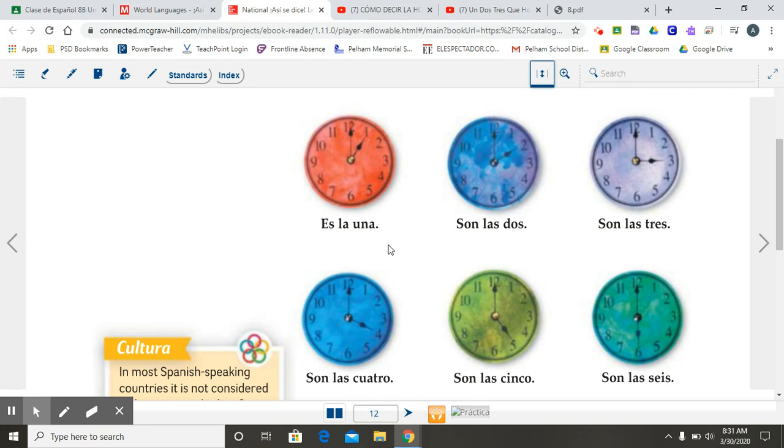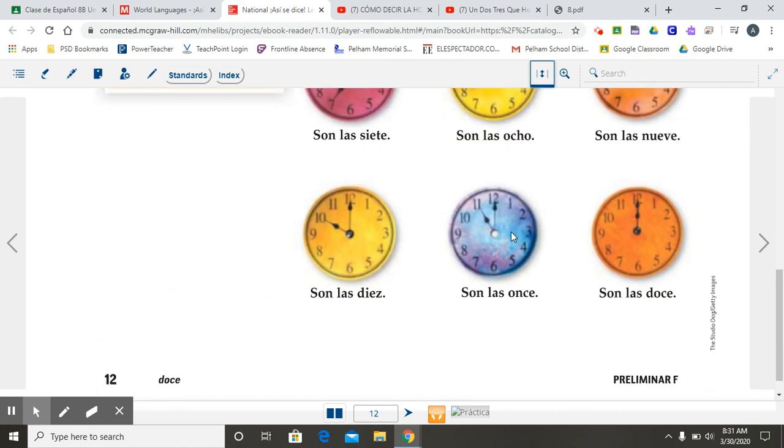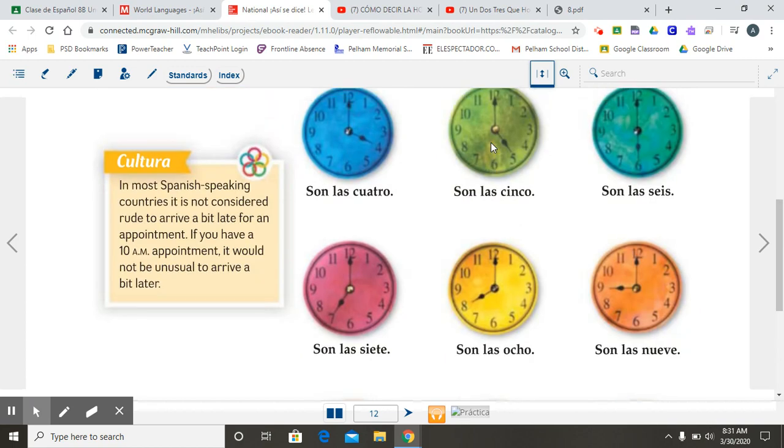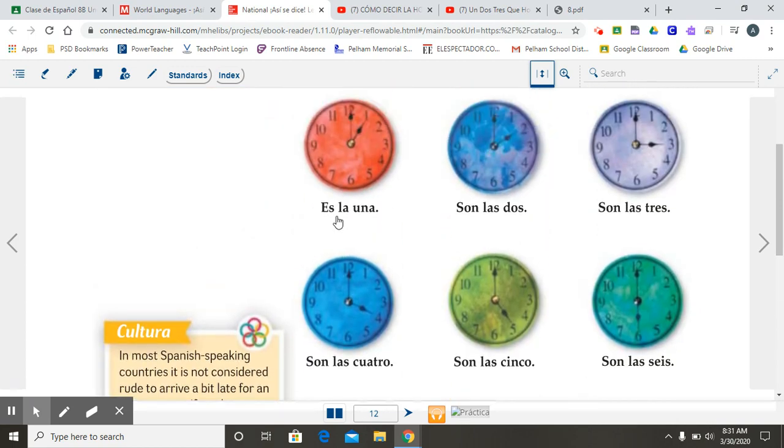One thing you may have noticed is that when we said 1 o'clock, we said es la. And then for all the other ones, we said son las. So I'm going to explain why that is. If you remember, es means is. La, we'll get to that in chapter 1, is the word for the in Spanish. All you need to know right now is that when we're talking about a single digit, like 1 o'clock, they use es la.